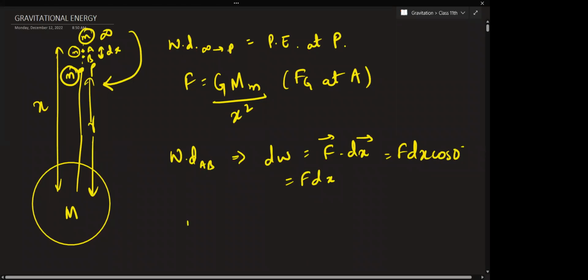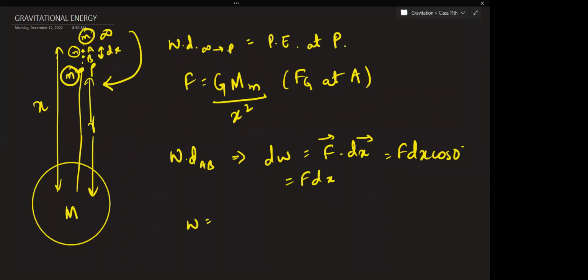Now see class, write down everything. Write down the value of force: G capital M small m by x squared, dx. Integrate it. Now from where do you have to integrate it? You are bringing it from infinity to this point P. So the separation of the first point from Earth is infinity, and the separation of the second point, that is P, from Earth is small r. This is basically what you have to integrate.